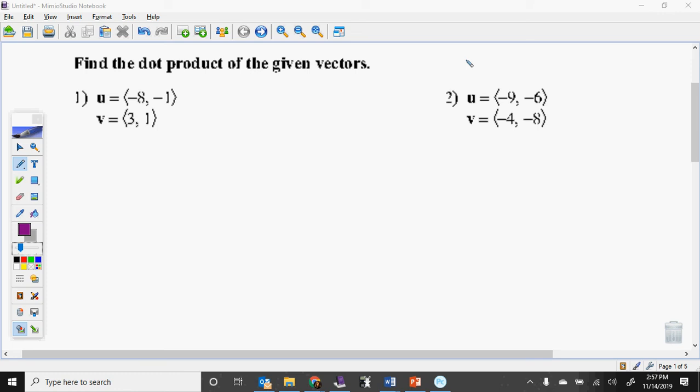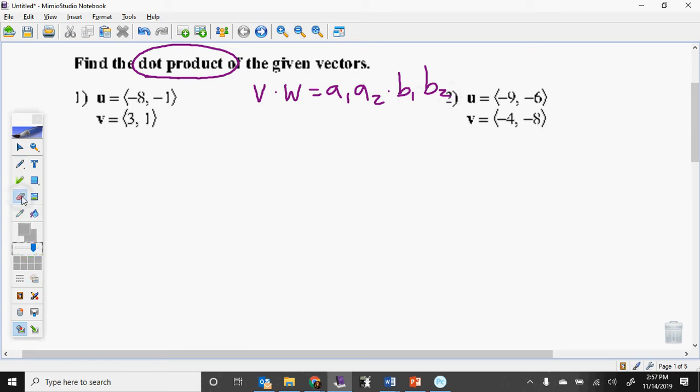So we're on number 1 for 6.2, and it's tasked me to find the dot product. If I look at my little half sheet of paper, I see the dot product is V times W equals A1 A2 times B1 B2. Okay, so that's the formula we're using. We're going to write it a little differently.